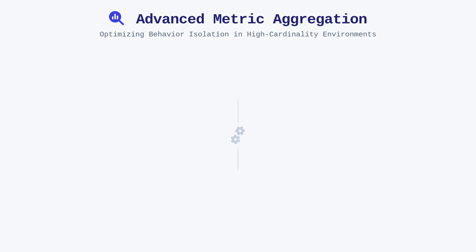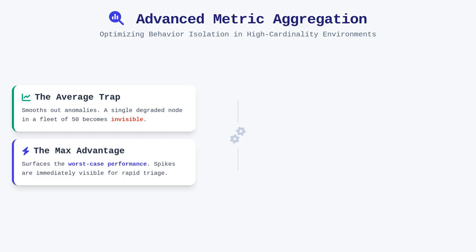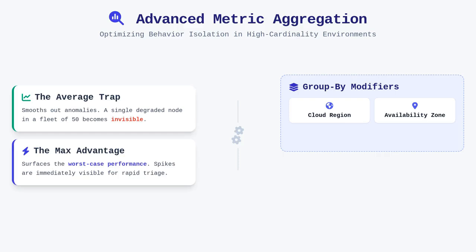To isolate specific behaviors, we often need to look past simple sums and leverage maximum or average aggregate functions. For instance, calculating the aggregate maximum across a cluster is a standard technique for identifying worst-case performance scenarios. If one node in a fleet of 50 enters a degraded state, an aggregated maximum will surface that spike, whereas a simple average might smooth it out until it becomes invisible. We achieve this by using group-by modifiers, which allow us to slice our metrics by specific dimensions like cloud region or availability zone. This granularity ensures that while we are viewing global statistics, we still retain the capability to pin down the root cause to a specific geographical footprint.